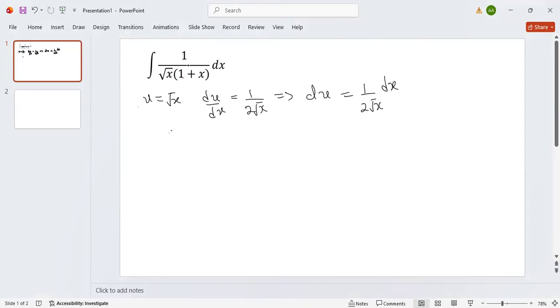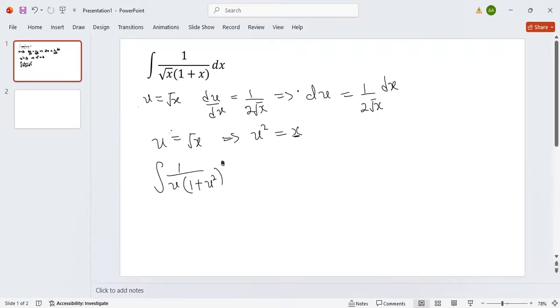If u equals the square root of x, and I take the square of both sides, it implies that u squared is equal to x. So if we substitute everything into the function upon which we have our integral, we are going to have the integral of 1 over square root of x, which is u, into 1 plus x, which is 1 plus u squared, times dx.